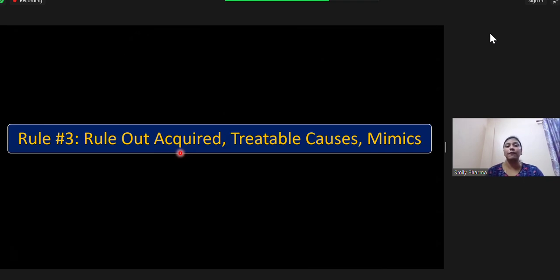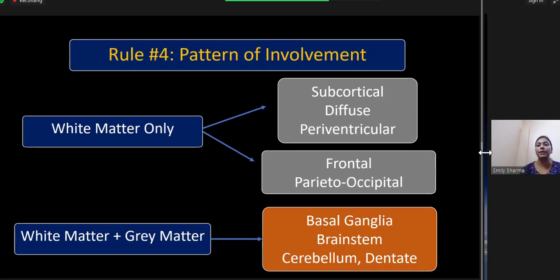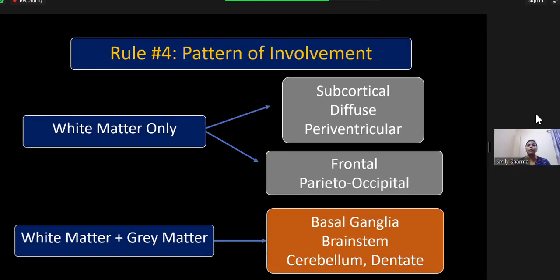Third rule: we have to rule out any acquired treatable causes and mimics. Now, the next rule is we have to look at the pattern of involvement. We have looked at the age of the patient, we have decided it is a demyelinating leukodystrophy, and we have ruled out mimics. Now, to decide what the type of leukodystrophy is, we have to narrow our differentials. So we have to look at the pattern of involvement.